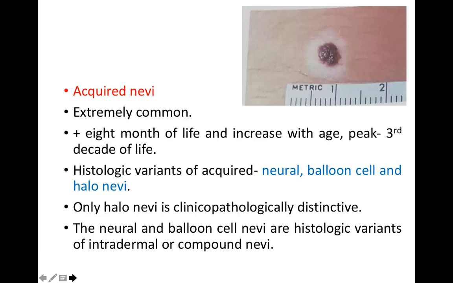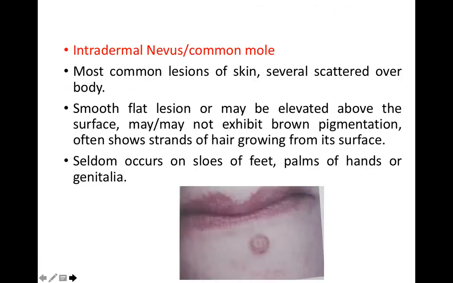So acquired nevi are extremely common, present from the 8th month of life and increase with age. Peak is seen in the 3rd decade of life. Histologic variants of acquired nevi are neural, balloon cell, and halo nevi. Only halo nevi is clinico-pathologically distinctive. The neural and balloon cell nevi are histologic variants of intradermal and compound nevi.